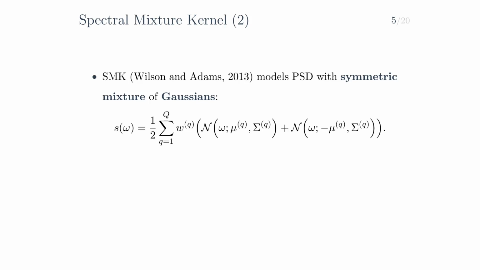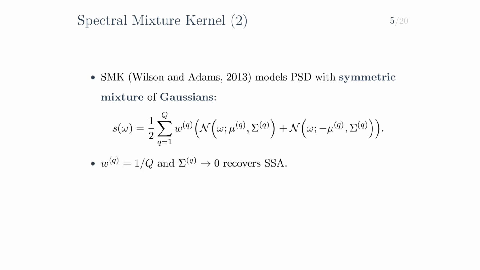The spectral mixture kernel alleviates this issue by instead fattening the lines and modeling the PSD with a symmetric mixture of Gaussians. That is, the PSD is now a sum of a few components where every component additionally has a weight and consists of a Gaussian bump centered at μq and one at minus μq to obey symmetry of the PSD. These bumps have widths as determined by their covariance matrices sigma q.